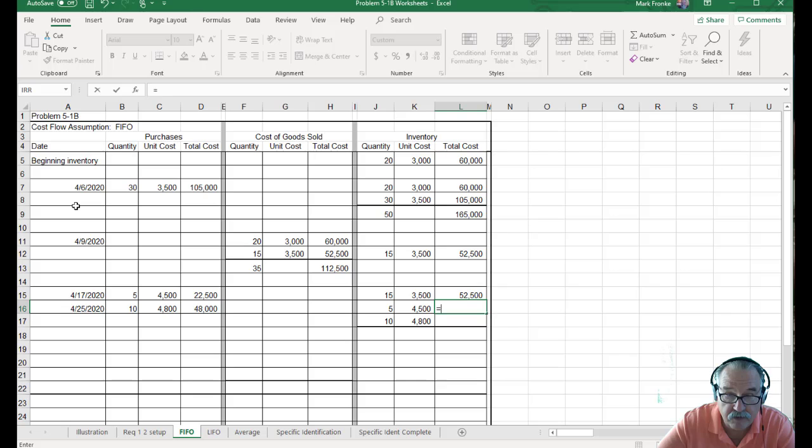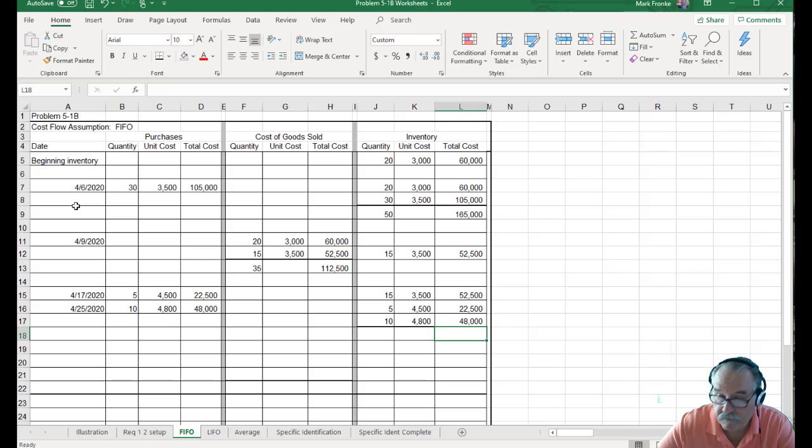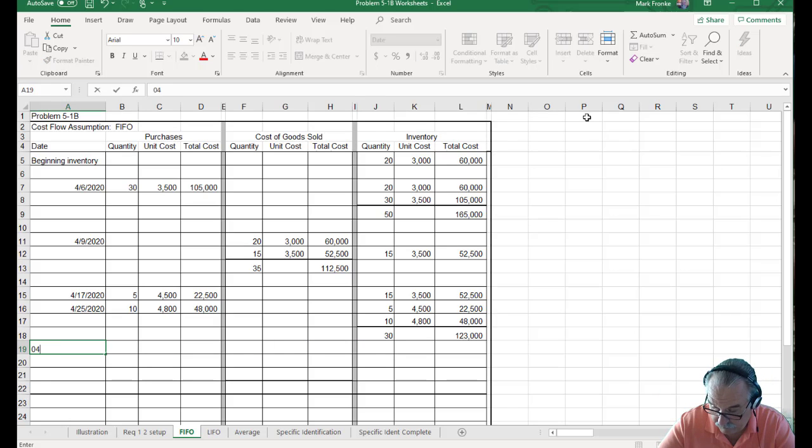So our total inventory at that moment is $123,000, and right now in stock we have 30. And then on April the 30th, we sold 25 more.